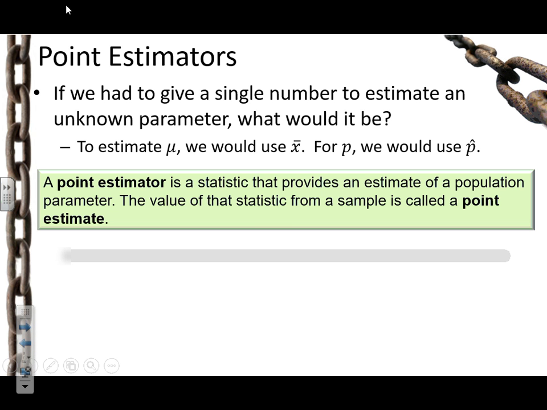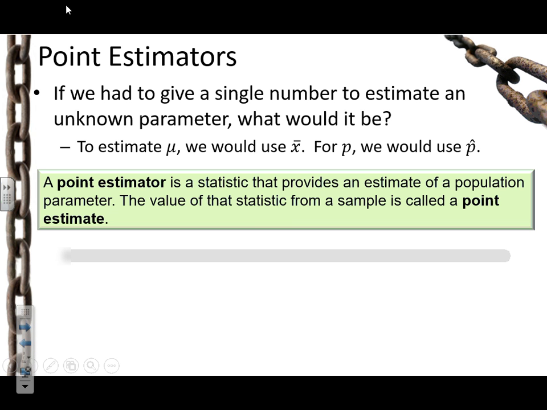If I was talking about the proportion of students who like rock music, so either they like it or they don't, I wouldn't be able to ask every single student, so I'm going to take a sample, and I'm going to calculate a proportion based on that. So my point estimator is p hat. It's a sample proportion. Now, when I physically collect my sample and calculate, then it becomes a point estimate.